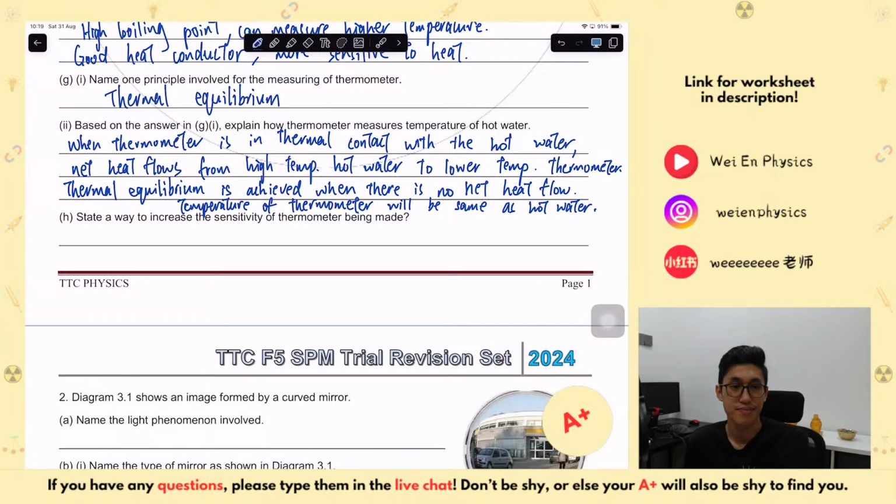A bit long. If you cannot copy finish, then never mind. You just write down first what you can, and then later you refer back to the answer.